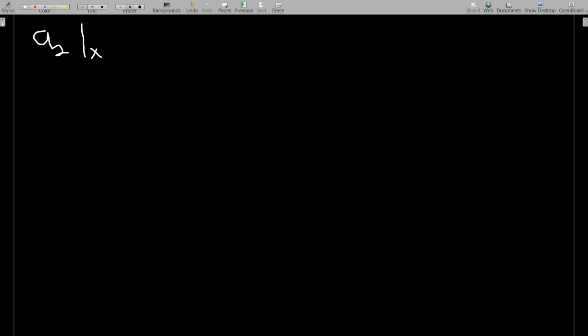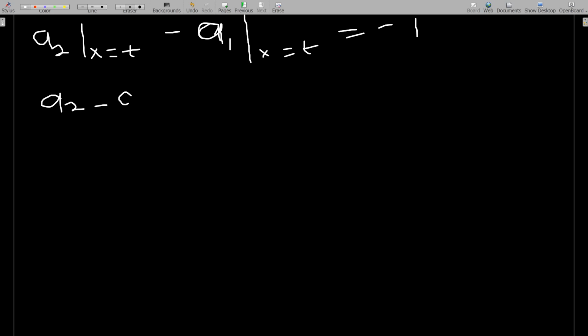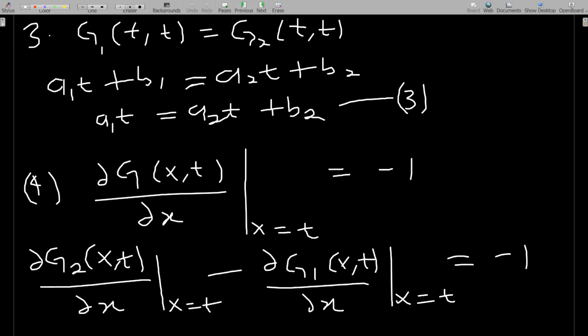Okay, when you simplify this at the point x equals t, differentiate g1 with respect to x and you have a1. Evaluate at the point x equals t and get minus 1. But we don't have any x in it, so I have a2 minus a1 equals negative 1. This simply means that my a2 is equal to a1 minus 1, and this is equation 4.